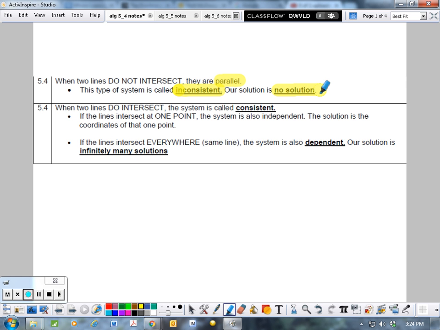Again, these are parallel, and we can usually tell because when we look at the equations, we're going to see that they have the same slope.